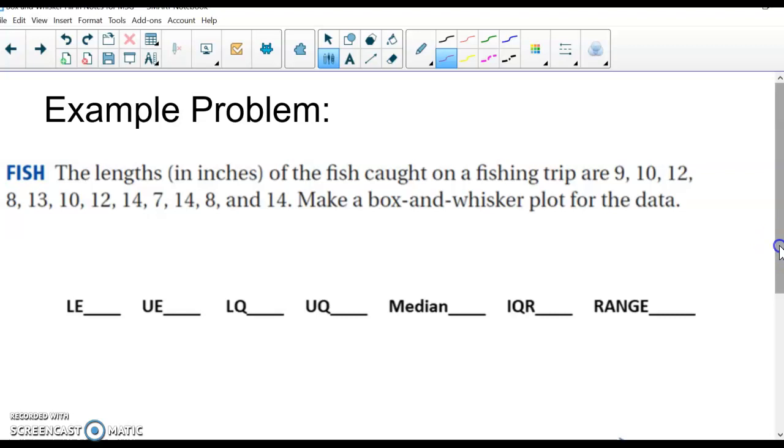And then here's an example problem. So the first thing we would do, and I'm not going to have enough time for this video, we would order from least to greatest. And I will make a second video for this. So I'm going to stop this one and then upload a second video.